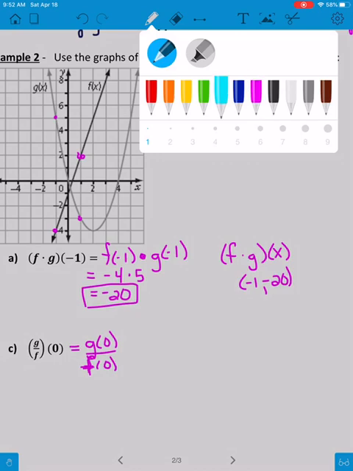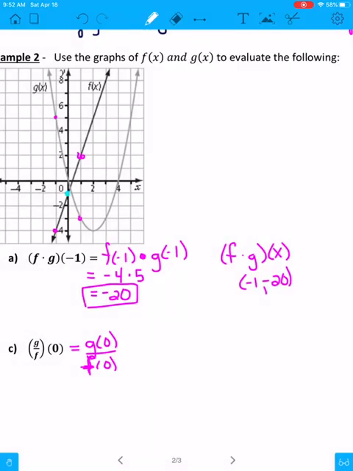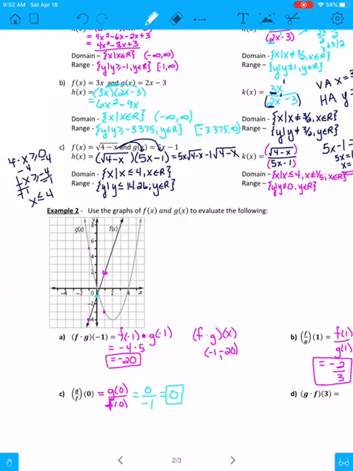So at 0, f is -1. I meant to do g first, sorry. f is -1 and g is 0. 0 divided by -1 is 0. So the answer to this one is actually 0.